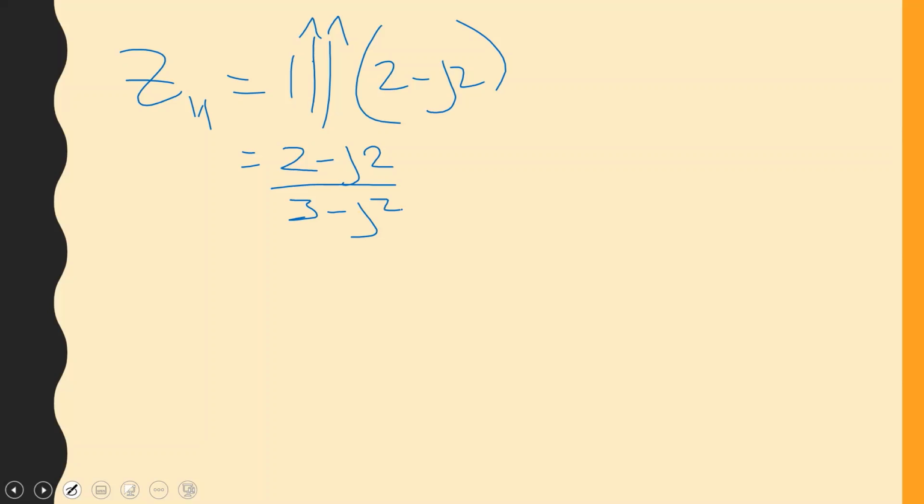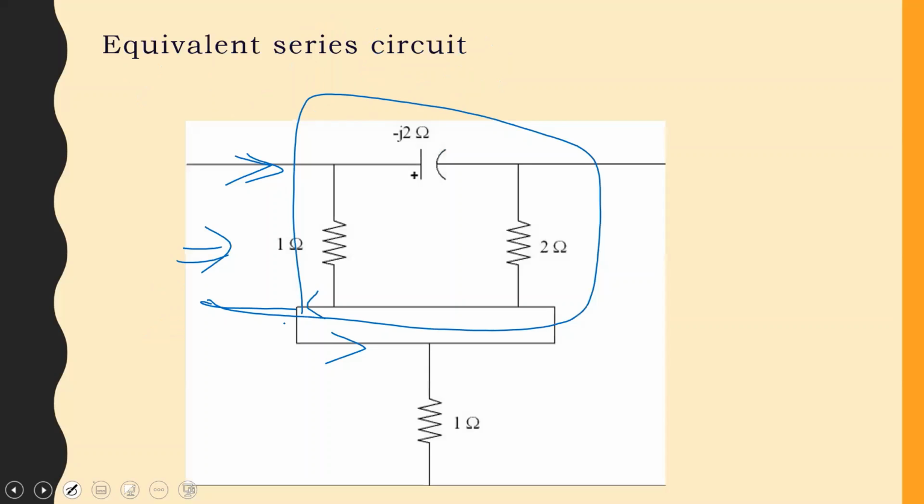Since we have that port open, let us look at Z21. What is Z21 equal to? How do we find Z21? First, it's an impedance, so what are we dividing by what? Voltage by current. So it's V2 over I1, with I2 being 0.